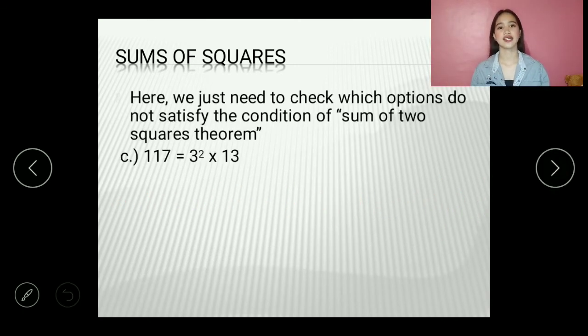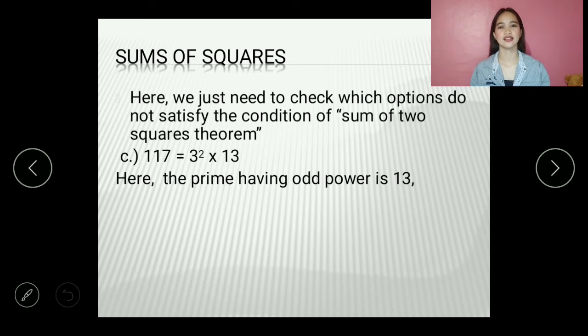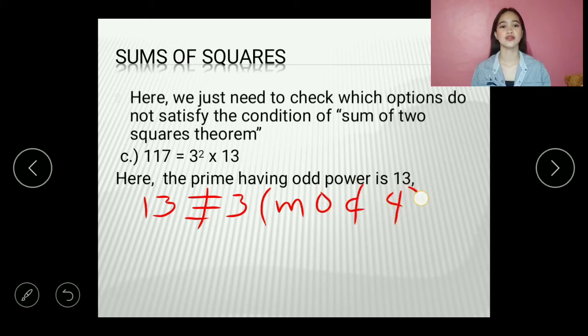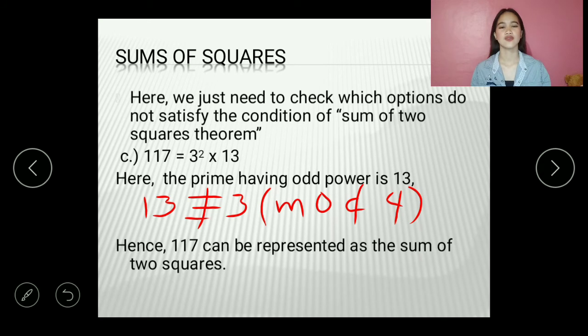Next, let us try letter C. 117 is equal to 3 squared times 13. And 3 squared is 9. 9 times 13 is equal to 117. Here, the prime having odd power is 13. And 13 is not congruent to 3 modulo 4. Hence, 117 can be represented as the sum of two squares.